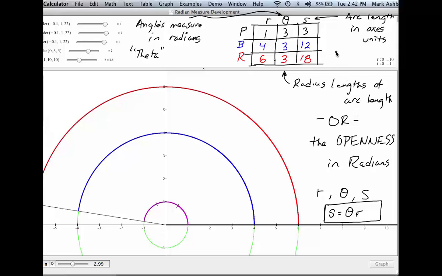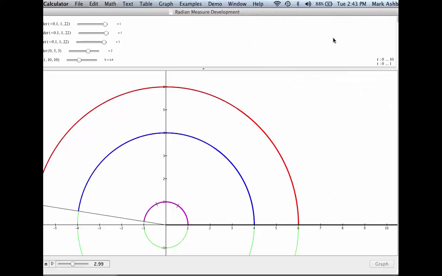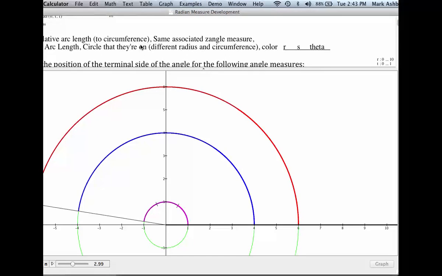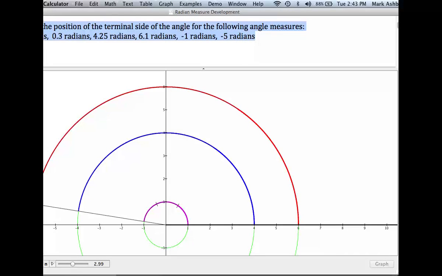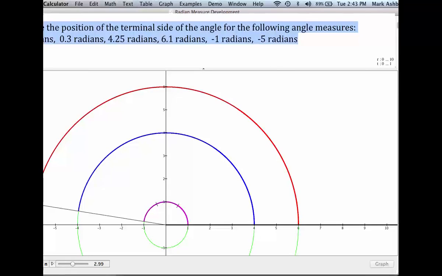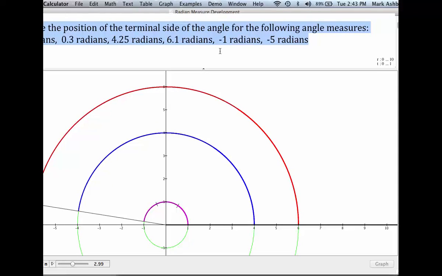Okay, any questions? Really key stuff. So we've got 2 ways to measure angles. By degrees, we defined what a degree is, and now by radians, we defined what a radian was. So we have 2 different ways to place a number on the openness of the angle. All right, so let's look at this. Can you read that? Make it bigger. Estimate the position of the terminal side.